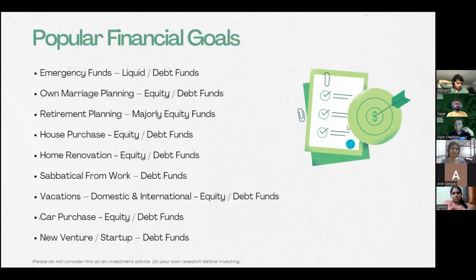And then these are some popular goals that we have, and how we can map them to the different instruments that we have. So let's say your emergency fund should always be in liquid and debt funds. Marriage planning depends on the tenure, but it can be in equity and debt. Retirement planning, majorly equity. Home renovation depends. Debt sabbatical can be from debt. Car purchase, new venture, debt instruments. So these are some of the things, just a quick snapshot on how you can invest for particular goals.